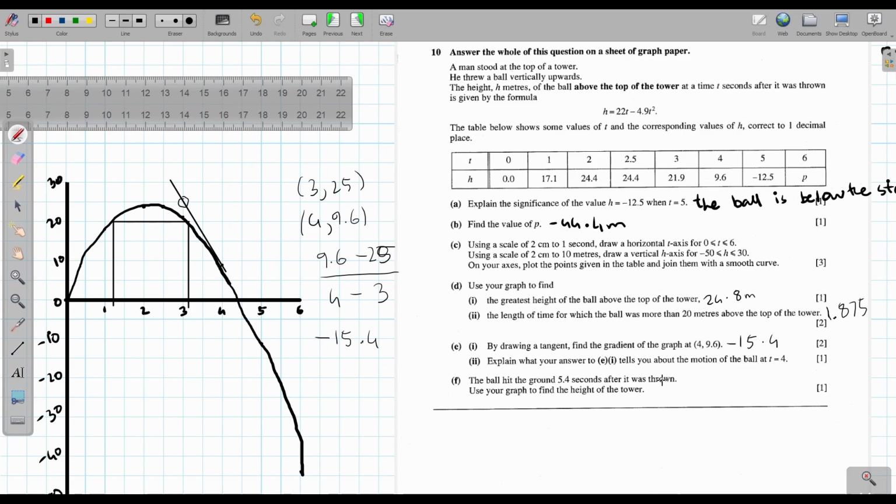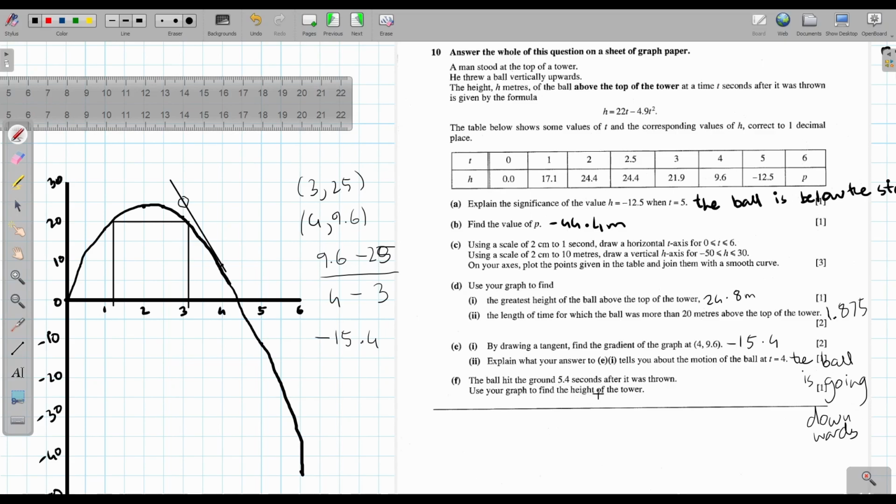Explain your answer to part i. Tell us what this tells you about the motion of the ball. So it's because it's negative, which means the ball is going downwards, right? So the ball is going downwards. All right.